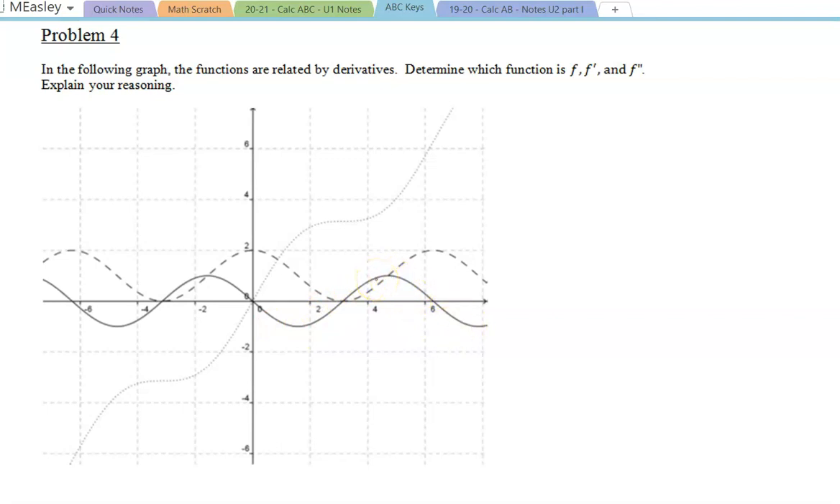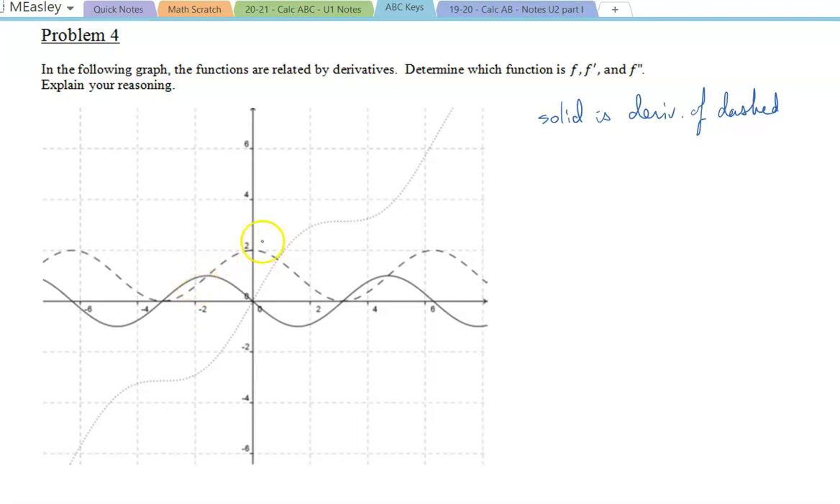So hopefully what you have conjectured is that there is a derivative relationship between these two, and that is that the solid one is the derivative of the dashed curve.